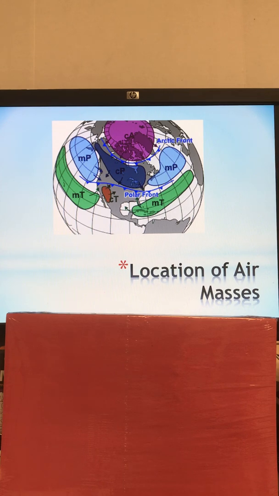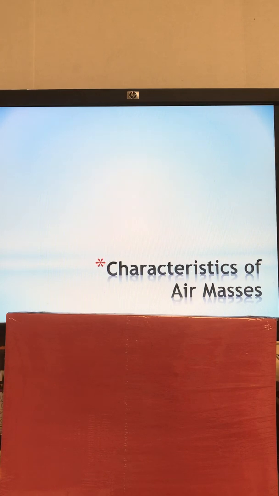Just above that is the maritime polar. Then you have the dark blue in the center. That is the continental polar. And you have a little area over around the California area. That is the continental tropical. And then across the very top, where the ice cap is at, you have continental Arctic. So you can see where those guys are located.